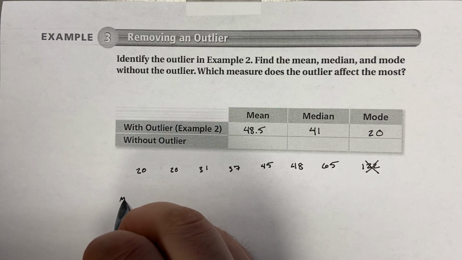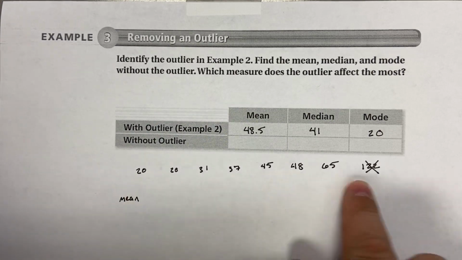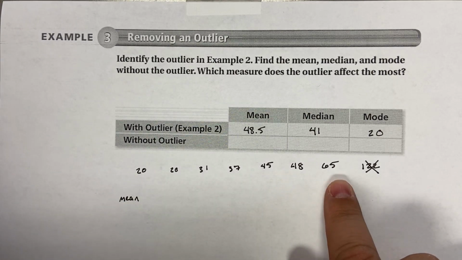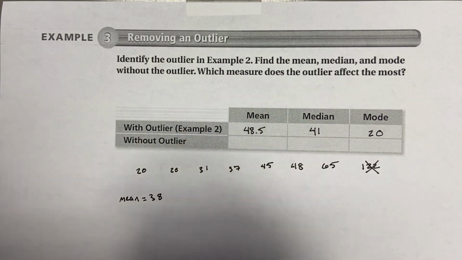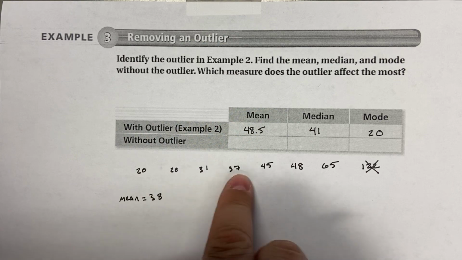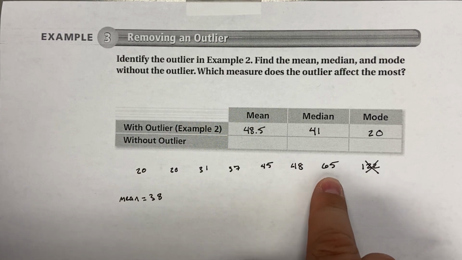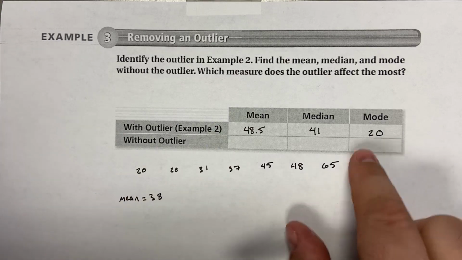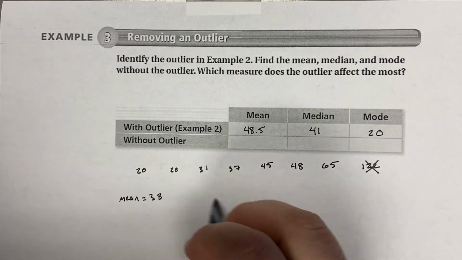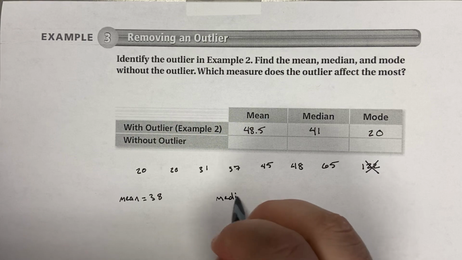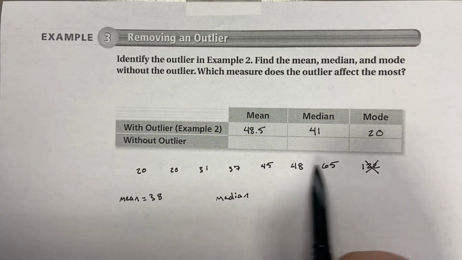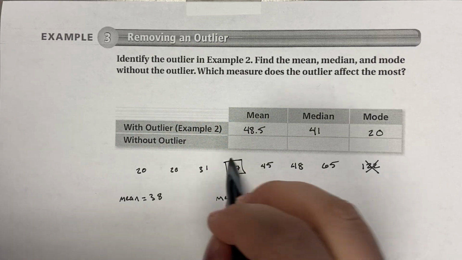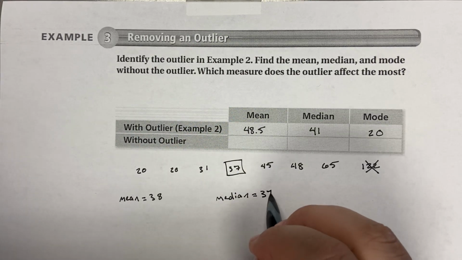So our mean is going to be these added together and then divided by 7. When we do that, we're going to get 38. You can check me. Just add 20, 20, 31, 37, 45, 48, 65, then divide it by 7. Because remember, we had 8. We take 1 out. That leaves us with only 7. Our median does change. So we have 7, so now it's 1, 2, 3, 1, 2, 3. This becomes our median, which happens to be 37.